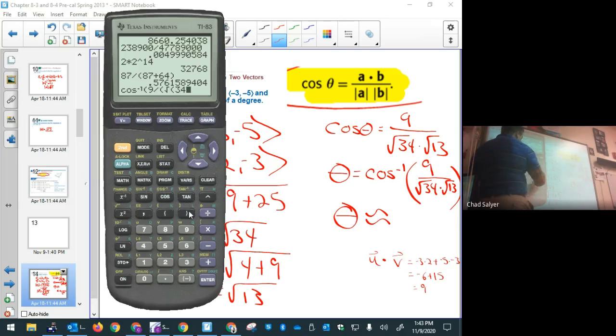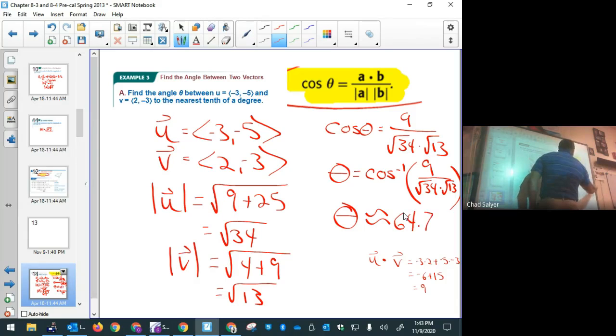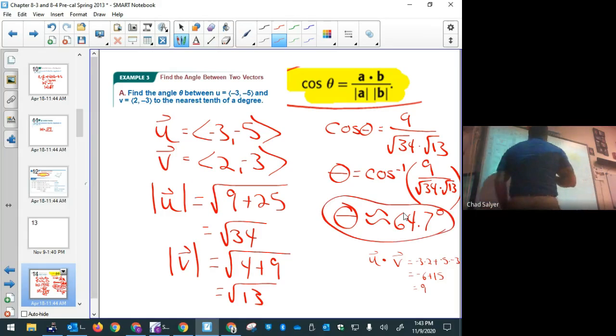Several errors in first period because they didn't put their denominators in parentheses. 64.7 degrees, to the nearest tenth, which was our directive here. Questions about that one? Sure.